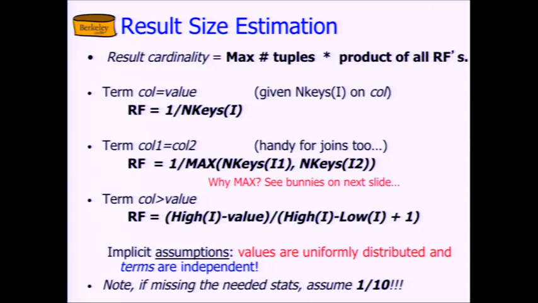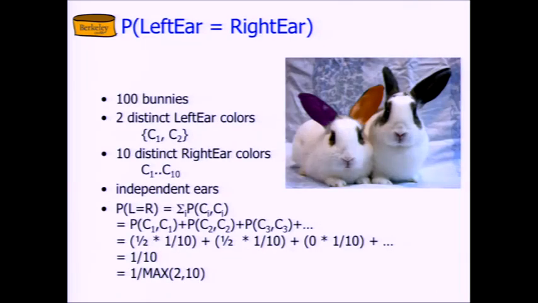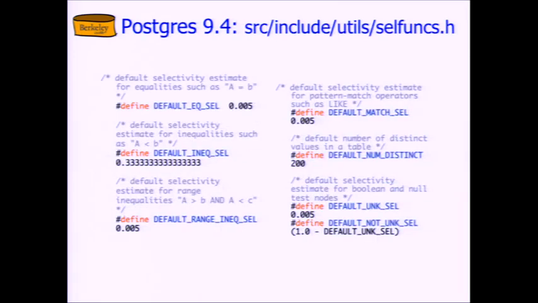Fair enough. Okay, so we looked at the probability of left ear equals right ear. Let's look at what Postgres does. This is the latest version. I went and refreshed this slide, which means to say it's the same as it was 3 years ago. And I double-checked. So here are the default selectivities in Postgres. The default equality selectivity, if they don't have statistics on the tables, is 1/200th, it looks like. Not a 10th. So things have progressed since 1970. We've gone from a 10th to a 200th.